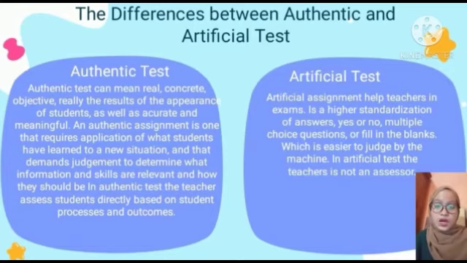I will explain the material number 4, the differences between authentic and artificial tests. Authentic can mean real, concrete, objective, really the result of the performance of students, as well as accurate and meaningful. An authentic assignment is one that requires application of what students have learned to a new situation, and that demands judgment to determine what information and skills are relevant and how they should be used.